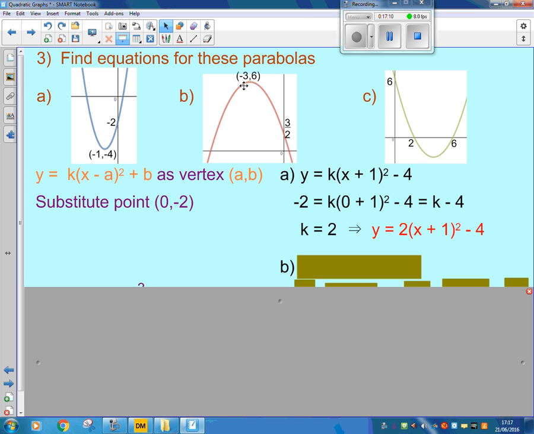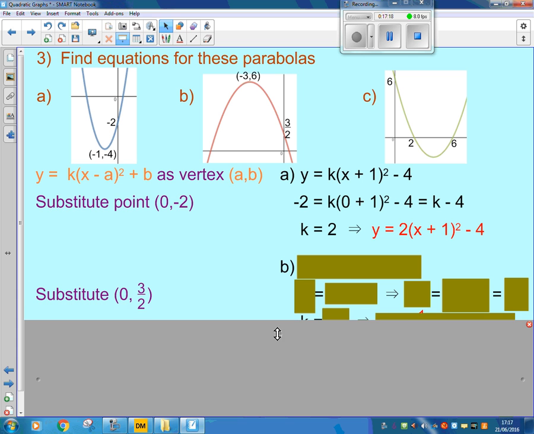Again, we know the vertex, so it's going to be the same completed square form, but this time we expect the k to be negative. Let's first of all put in the vertex. So the vertex is minus 3, 6, so it's going to be y equals k, lots of x plus 3 squared, the minus 3 changes sign, and the 6 doesn't, plus 6.